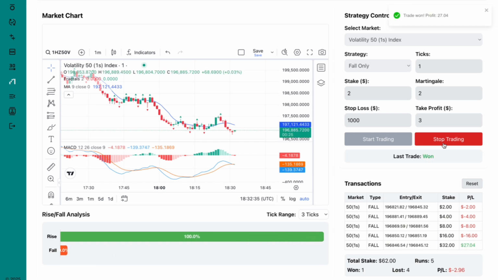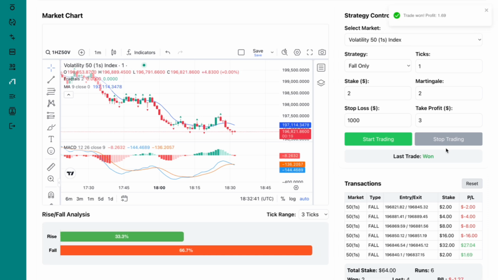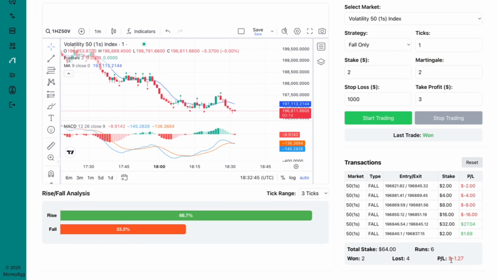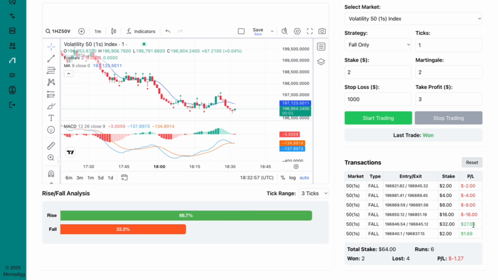This is the last one. And then I stop it. I think for some reason I'm stopping late for this one. And you can see I lost some money. So let's analyze where we lost some money here, because we lost 1.27 because we went 4 losses, and then it recovered on the fifth one.